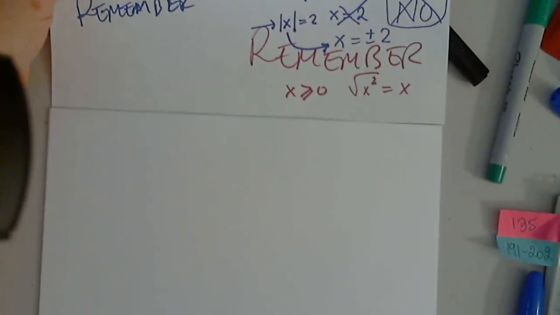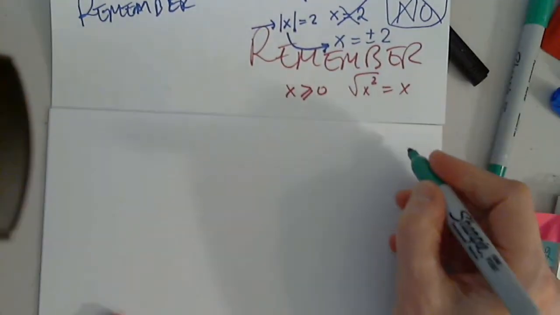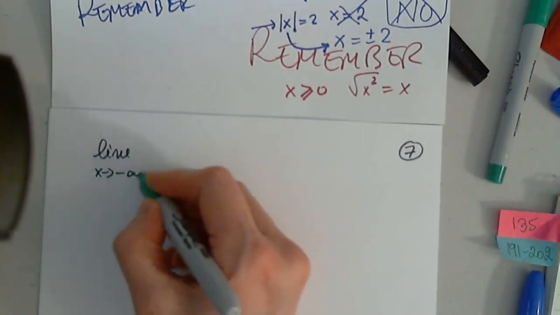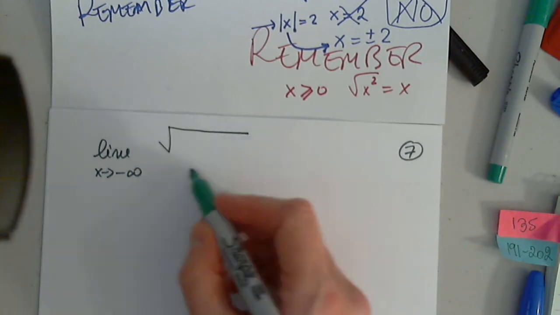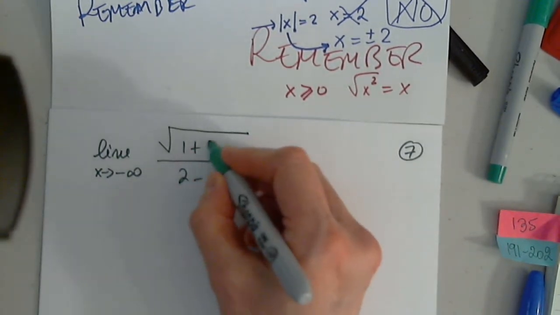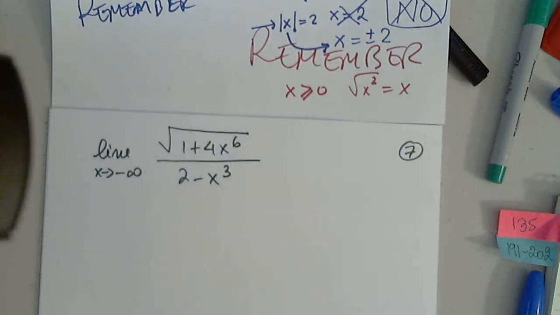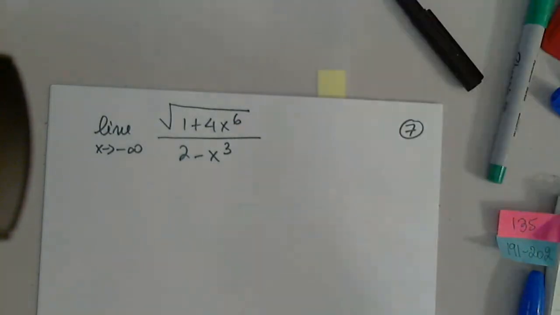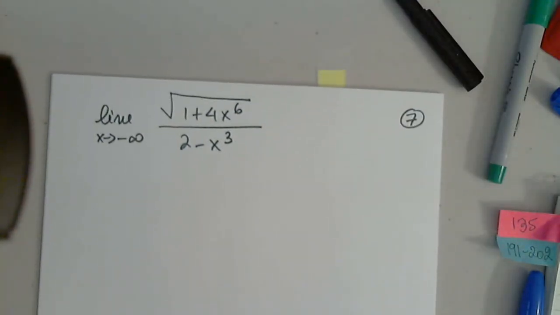Okay, I'm going to write the limit from scratch. So the limit as x approaches negative infinity of the square root of 2 minus x cubed over 1 plus 4x to the sixth. Okay, you know me a little bit. What do you think I'm going to do first?